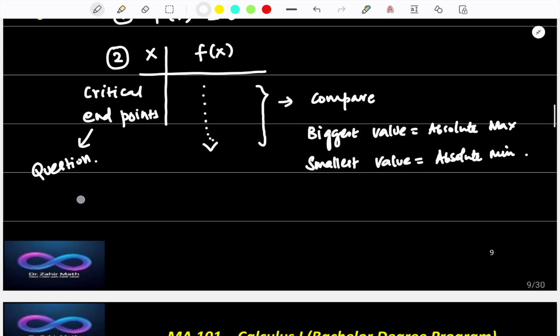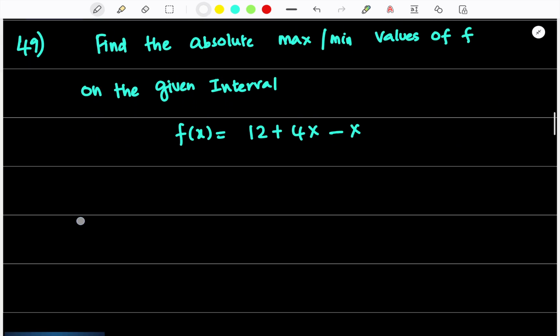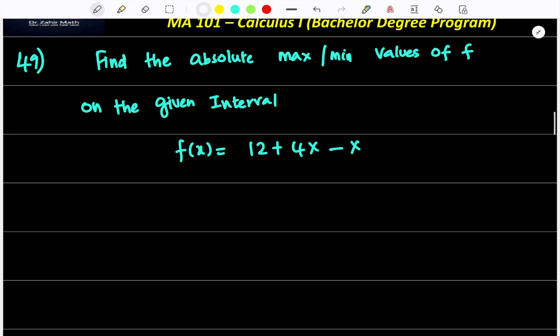Yes. So let's go for the questions. Now you got it. Steps are so easy. When I'm doing the problem, you will understand so easily, right? What is the question?